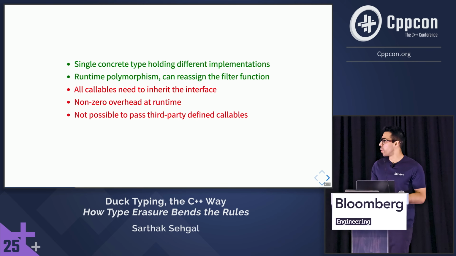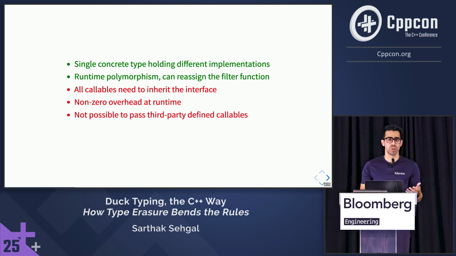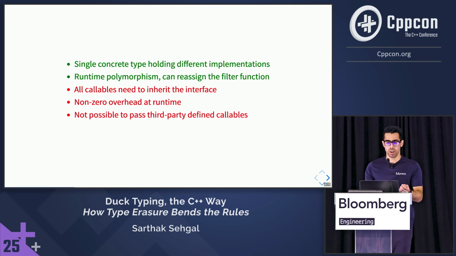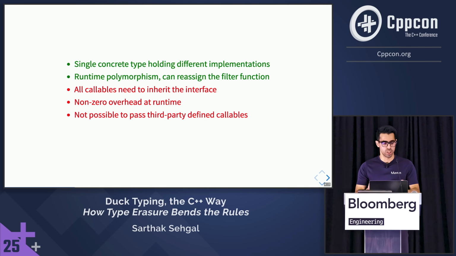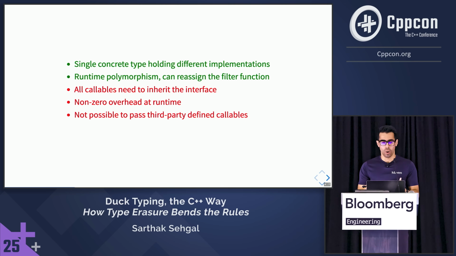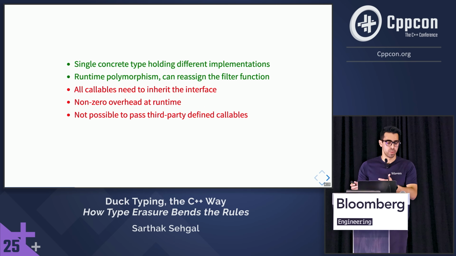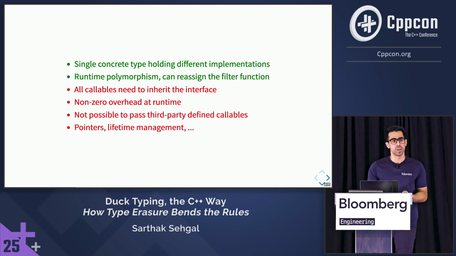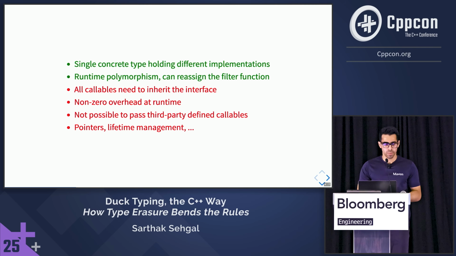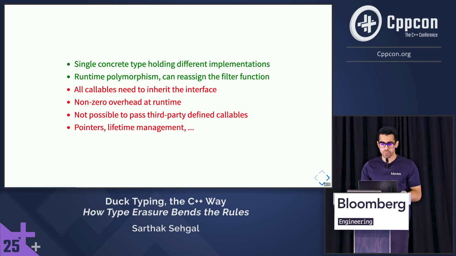It's not possible to pass third-party defined callables. For example, there's a library that provides a function with the same signature, which takes an instrument definition type and returns a Boolean. It's not really possible or easy to use that, because all the functions that you're using need to inherit from the interface that's defined in your code, not that third-party library. And lastly, it still uses pointers. The client has to take care of lifetime management. So it's a bit clunky. It does not provide value semantics out of the box.